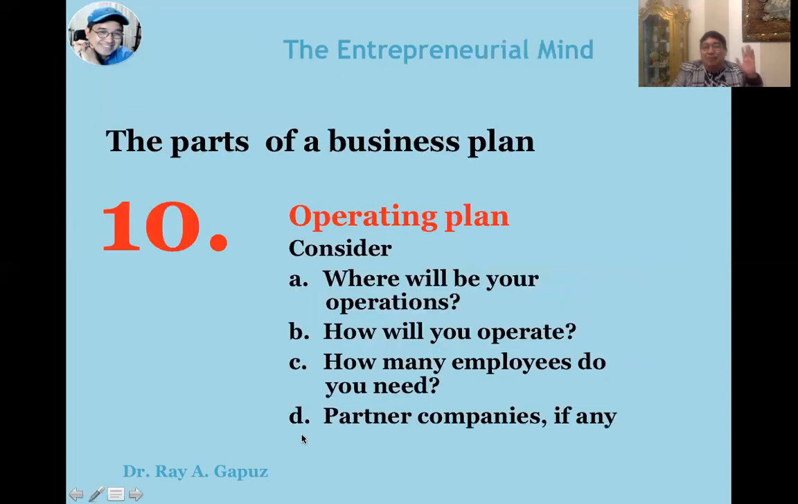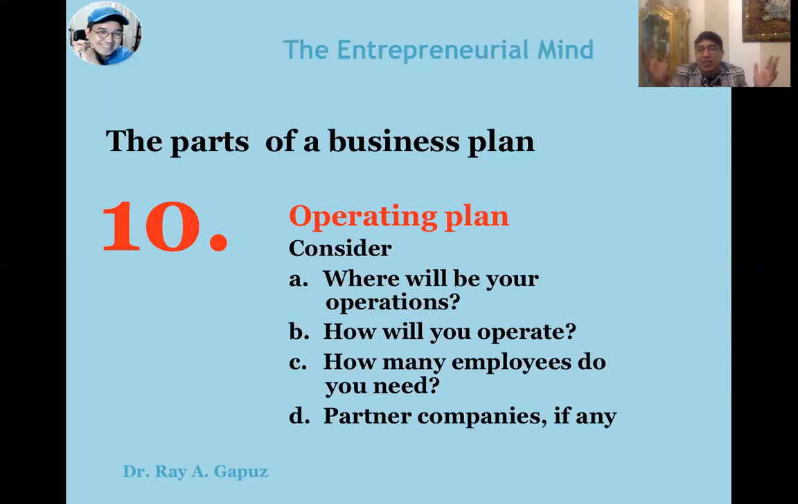So, part number 10 would be the operating plan. So, consider where will be your operations. Saan ba gagawin yan? Sa bahay mo lang ba? Okay? Or kung yung yaya training sa clubhouse ba ng homeowners? So, magkano naman ang renta mo doon? Is it per hour or is it per day? And then, how will you operate? Sino ang maglalag ng mga participants? Sino ang mag-a-assist sa'yo? Kung ikaw na mismo yung magti-train, hindi naman pwedeng ikaw pa nagdi-distribute ng kits.